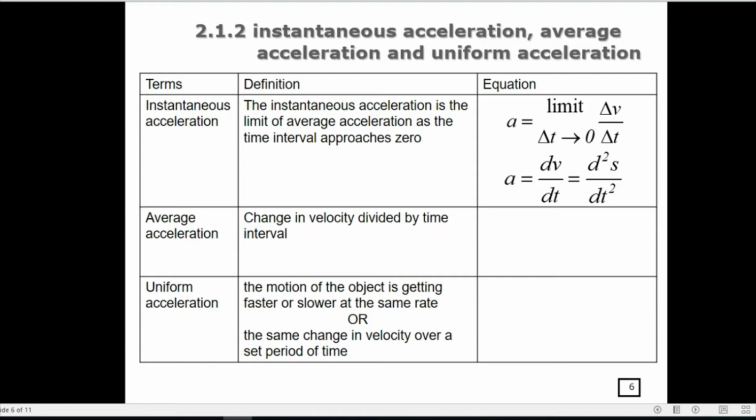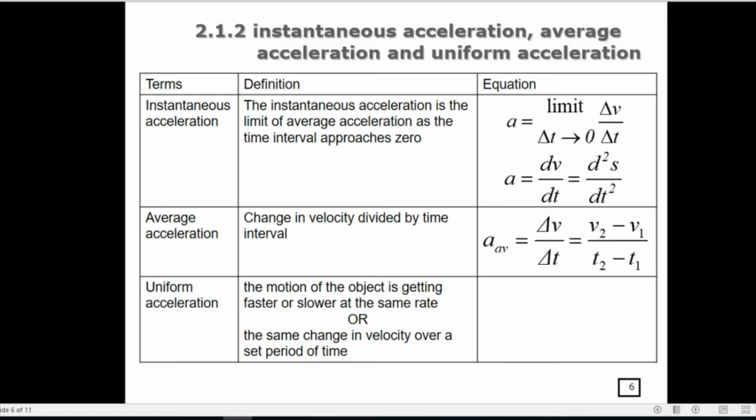So it's easier if you just remember that a is dv per dt and v is ds per dt. For the second term, the average acceleration is defined as the change in velocity divided by the time interval, which shows an equation similar to the average velocity. So the symbol a average equals delta v by delta t, meaning the final velocity minus the initial velocity over the time interval.